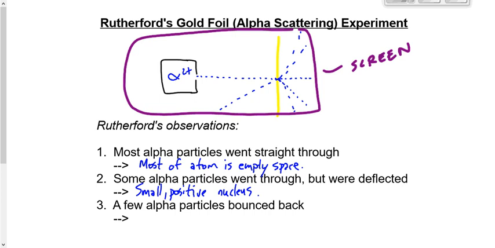But a few of them bounce back. Well, that could be explained by the nucleus, right? If Parker hits that nucleus straight on, what happens to Parker? Bounces straight back? Depends. Depends, actually. Depends on the nature of that nucleus.